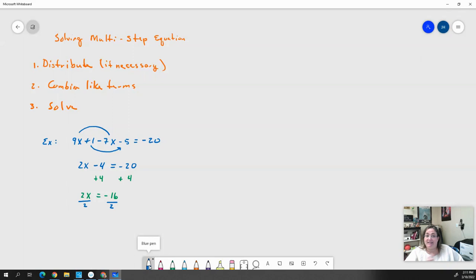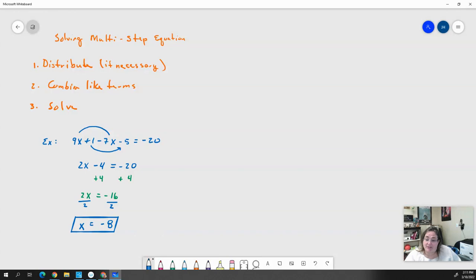And we can do anything we want to an equation as long as we do it to both sides. And so these 2's will cancel. 2 over 2 is just 1, and we are left with x. And negative 16 divided by 2 is negative 8. And so we have solved this multi-step equation, right? Whenever we get that x by itself, we know we've got our solution.